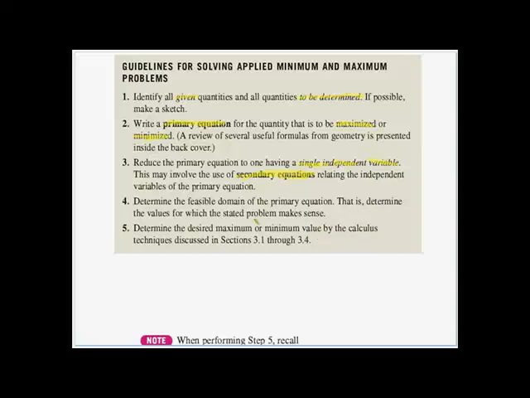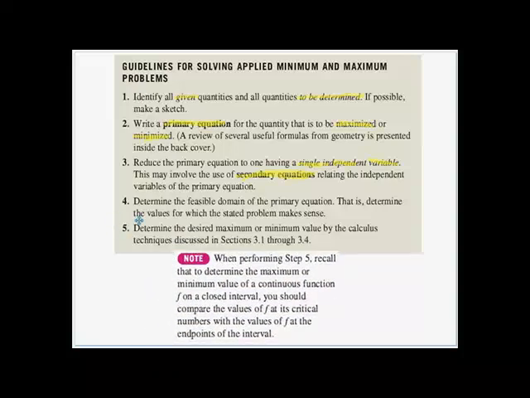Step 5, determine the desired max or min values by the calculus techniques we've studied earlier in the chapter. We got a little note down here. When performing this last step, recall that to determine the max or min value of a continuous function f on a closed interval, you should compare the values of f at its critical numbers with the values of f at the endpoints. The last example in this section is a really good one where we want to pay attention to the endpoints of that interval, because the max or the min could occur at those endpoints.